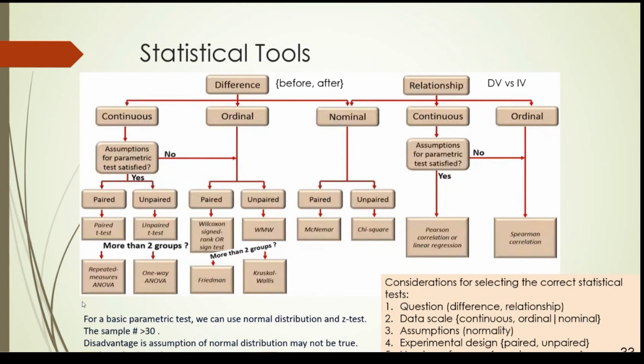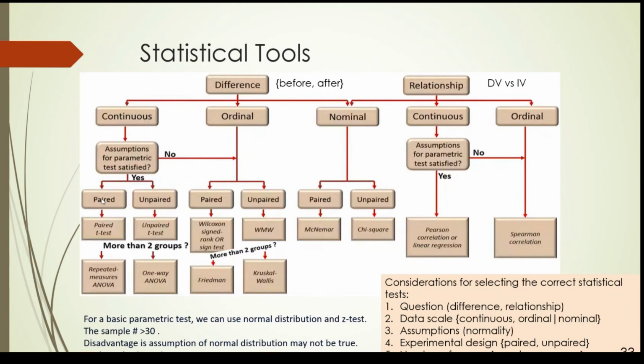Now, this statistical test is from mathematics, statistics. You can actually use Excel or some tools like SPSS to analyze the data, or it can be pen and paper if you want. So you'll be asking yourself whether you're looking for difference or relationship, whether the data is continuous, ordinal, or nominal, and then whether you have paired and unpaired data.